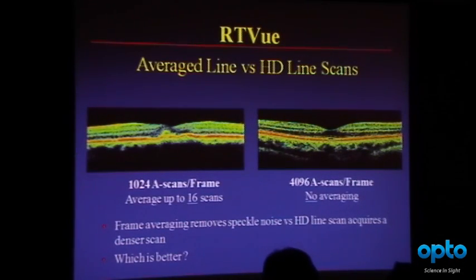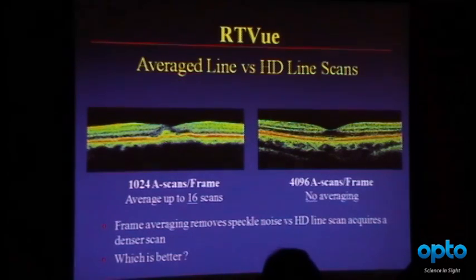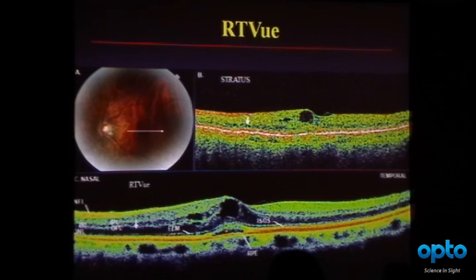I don't know which is better, the average scan versus the HD scan. Optovue is one of the few machines that allows you to choose. I usually choose the average scan to get rid of the spectral noise, but again, if there's anyone in the room who knows from a clinical experience whether one resolution is better than the other, I'm happy to hear it.